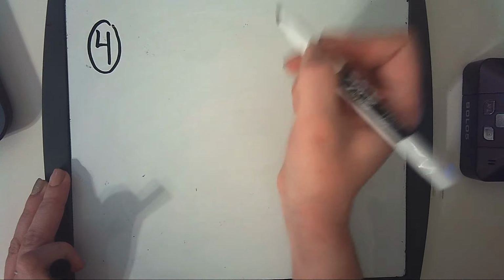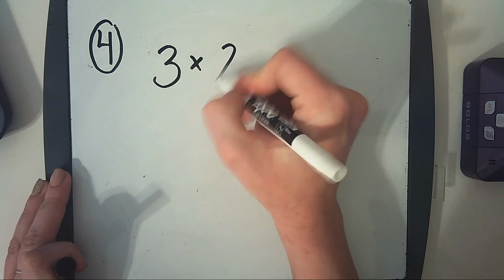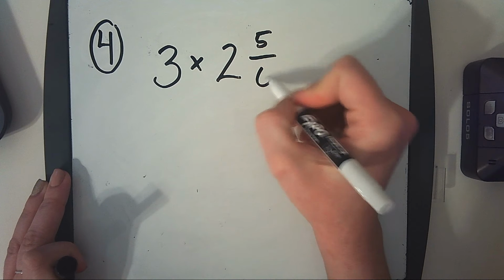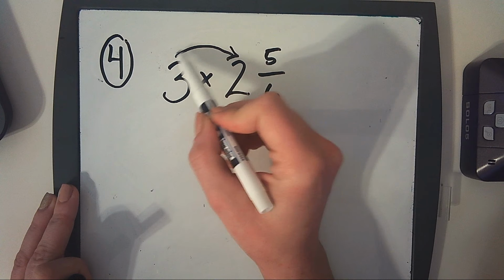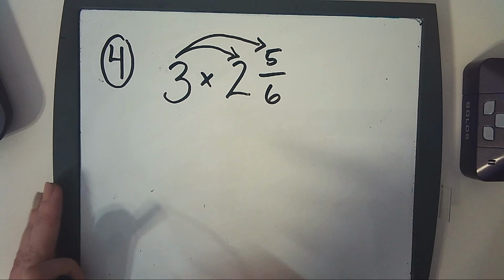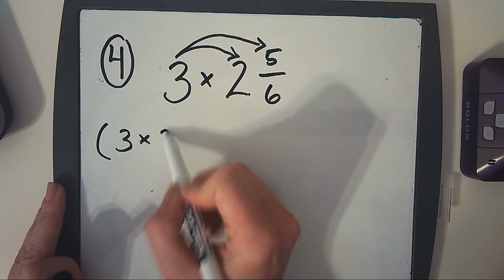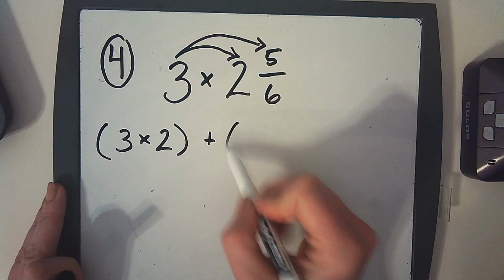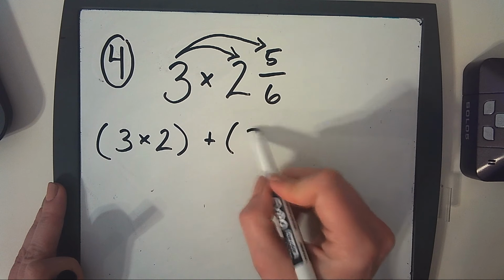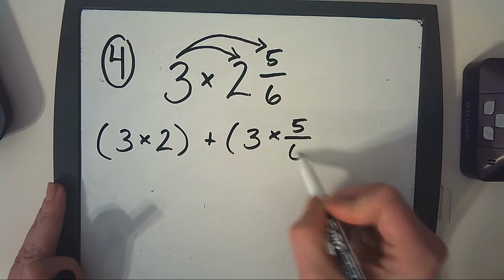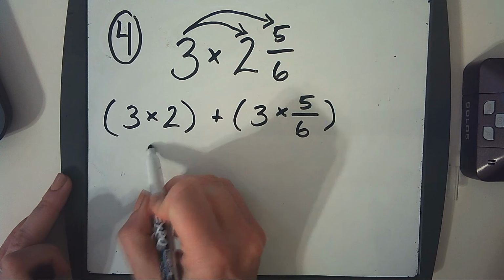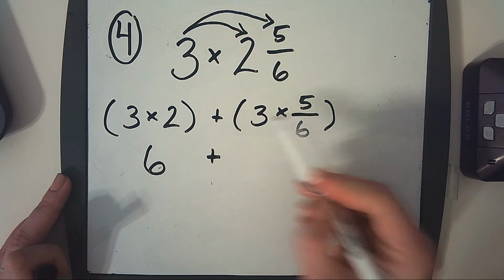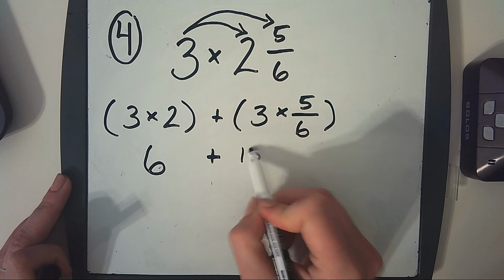Number 4 is 3 times 2 and 5/6. Drawing our arrows to the whole number and then the fraction part. We have 3 times 2 plus 3 times 5/6. First step, 3 times 2 is 6, plus 3 times 5 is 15 over 6.